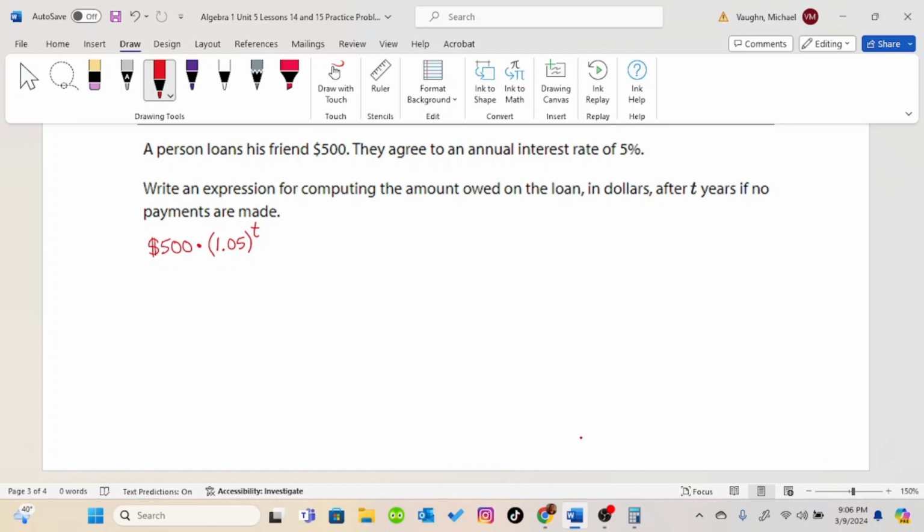This is the expression. If you have any questions about how I solved this practice problem, please use class time now to ask for further clarification.